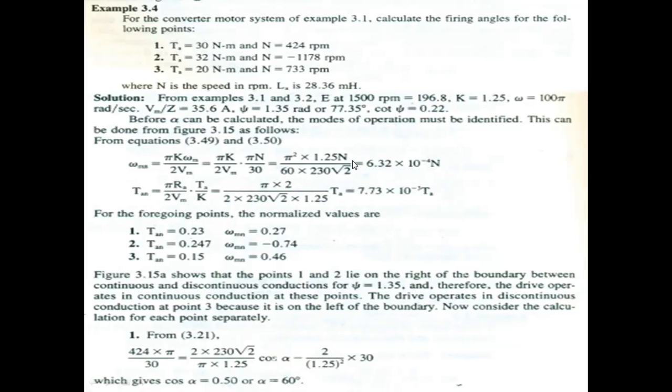And n you don't know, so keep it as is. N you know, 1500 RPM, you have to substitute that. And also keep that 1500 RPM by 60. 2 into 30 becomes 60 into Vm. Vm is given as 230, but you have to take the peak value, 230 root 2. That is becoming 6.32 10 power minus 4 newtons.